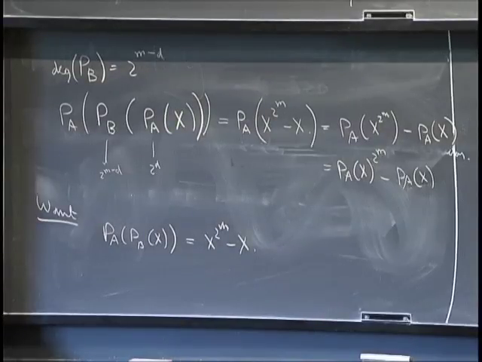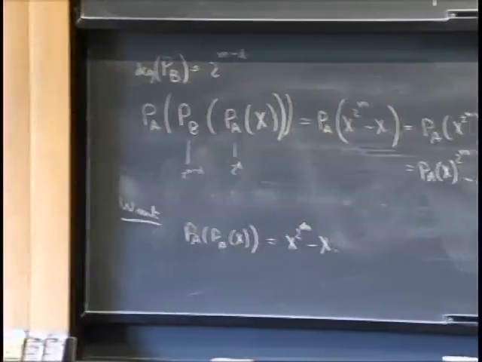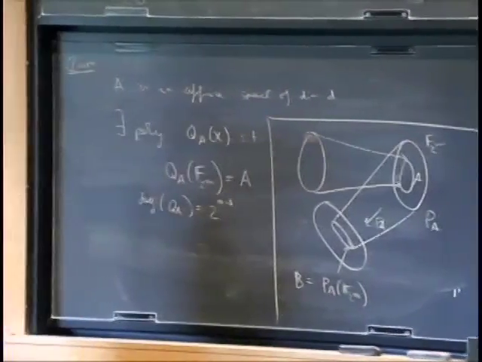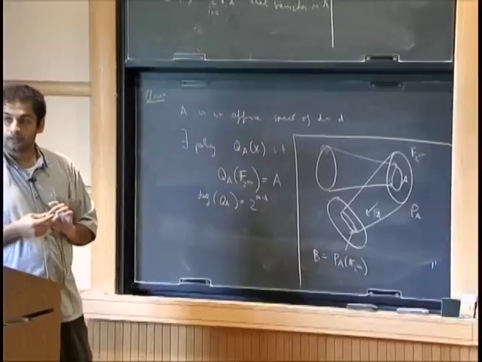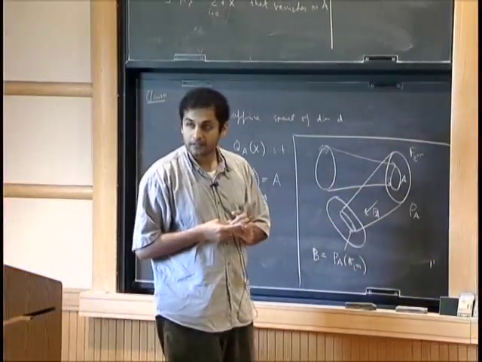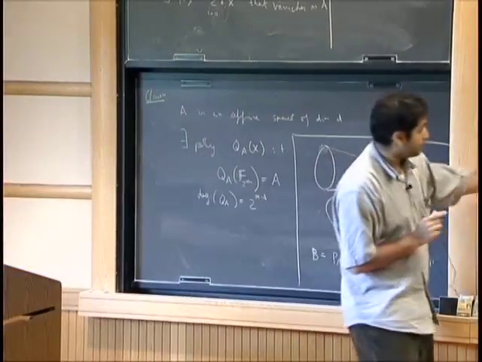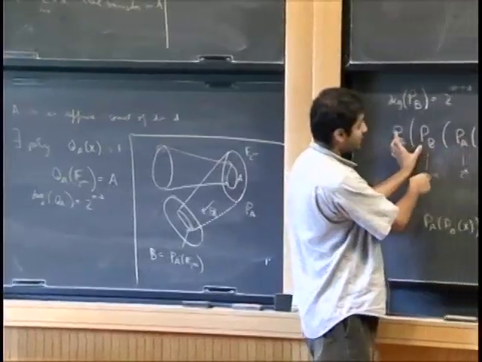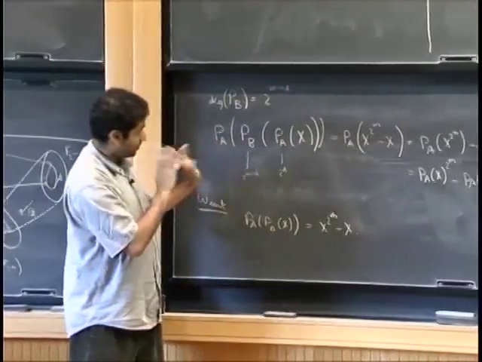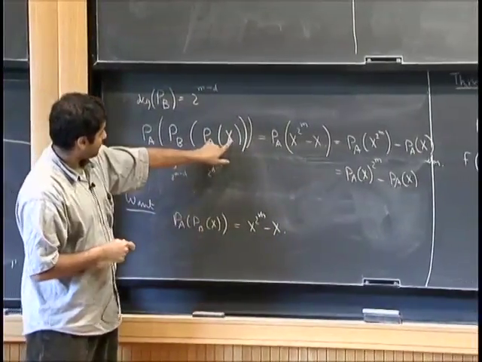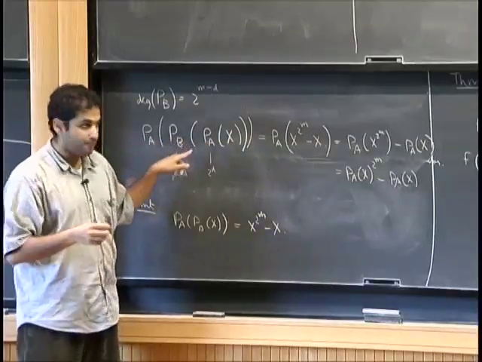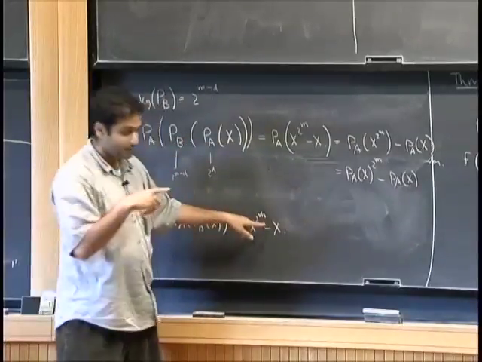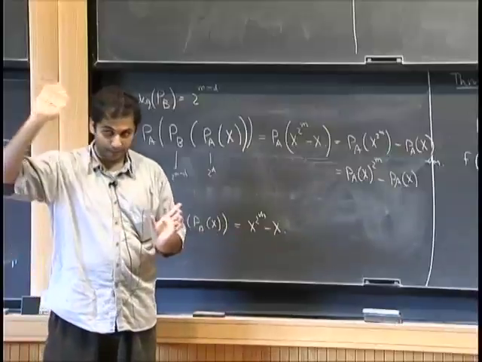How do you get the conclusion that from PA, PB, PA of x equals PA of x to the 2m? How do you get that? Oh, so I'll treat PA of PB. Let me call PA of PB of y minus y to the 2 to the m minus y. I'll call that polynomial G.